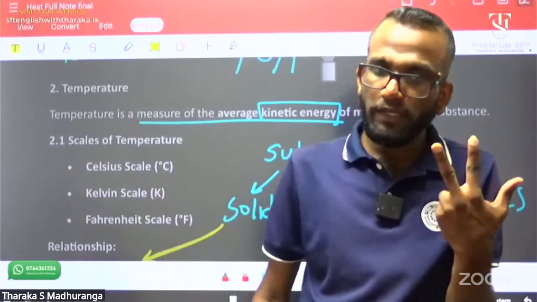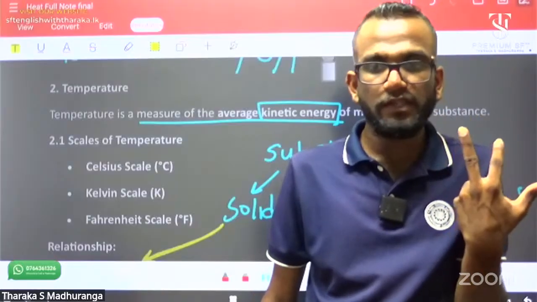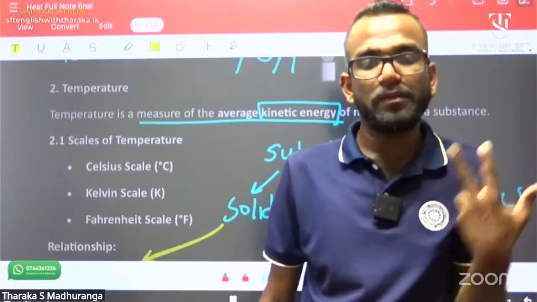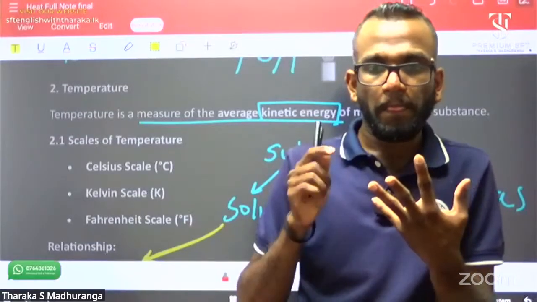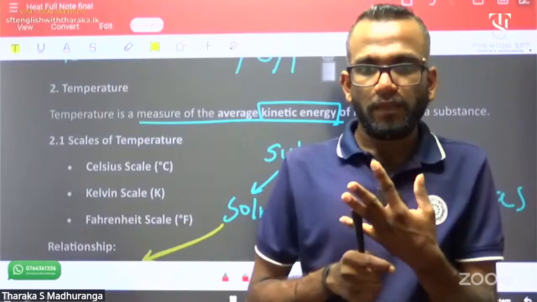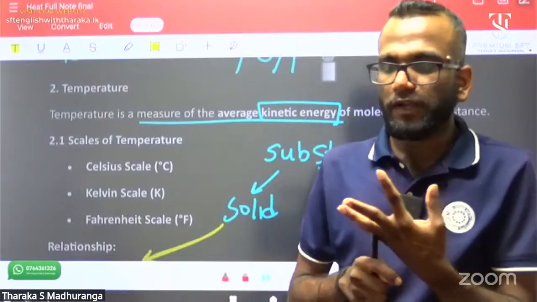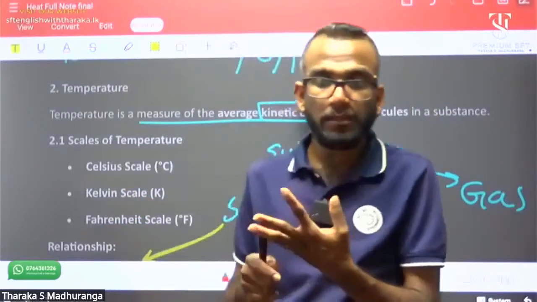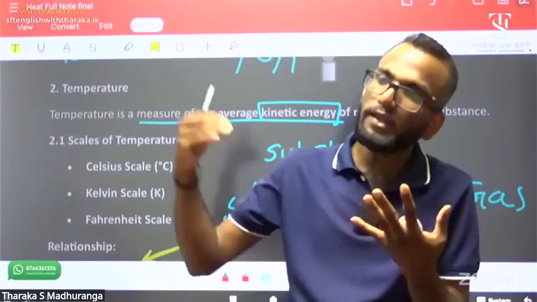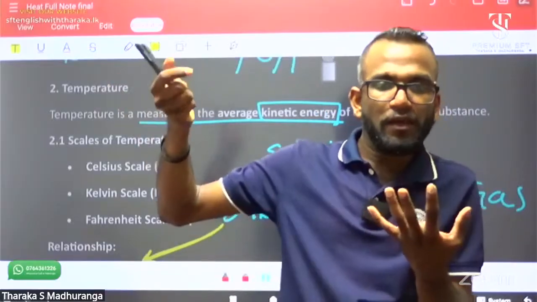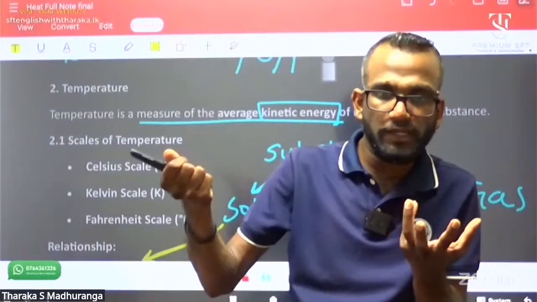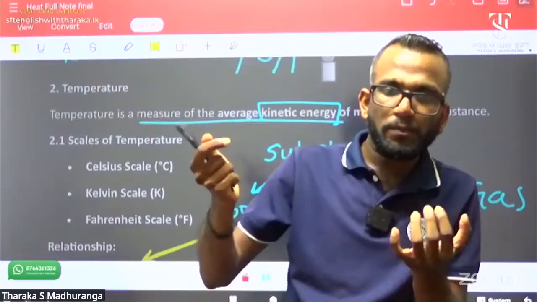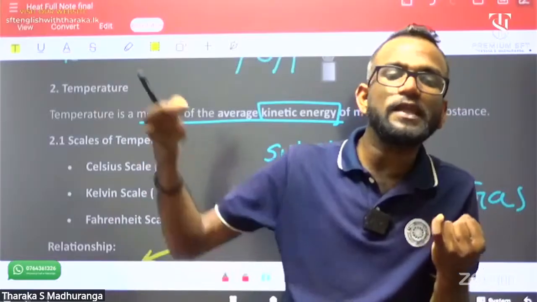What's the unit of heat? Joules. Fourth one, due to temperature, what are the possibilities? Due to absorbing heat energy, any substance has these possibilities. One of the possibilities, increase the temperature.